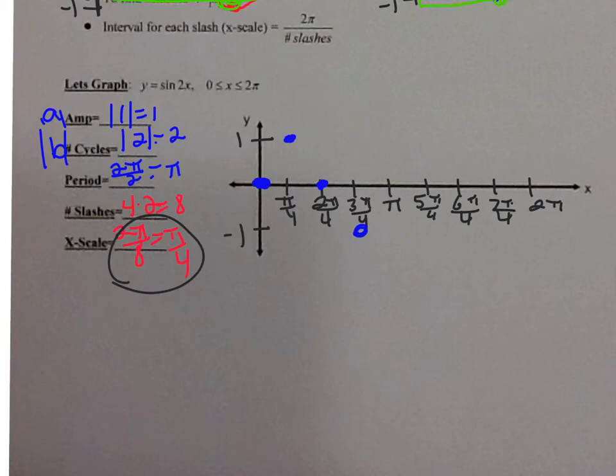Once I'm at my min, I have to go back up. So at pi, I'm going to hit the axis. I'll go up to my max at 5 pi over 4. Once I'm at my max, I have to go back down. So I have to hit the axis first at 6 pi over 4. And then go down to my min at 7 pi over 4. And then go back up at 2 pi and hit the axis.